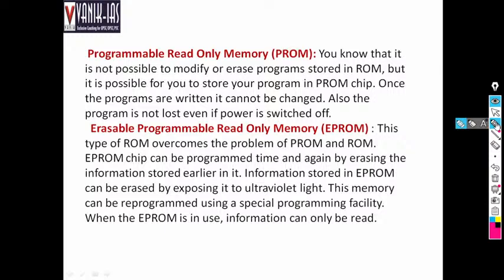For example, that's why a new type of memory comes, that is erasable programmable read-only memory. This type of ROM overcomes the problem of PROM and ROM. EPROM can be programmed time and again by erasing information stored earlier in it. Information stored in any EPROM can be erased by exposing it to ultraviolet light for a particular time period, and the programmable memory will be erased.